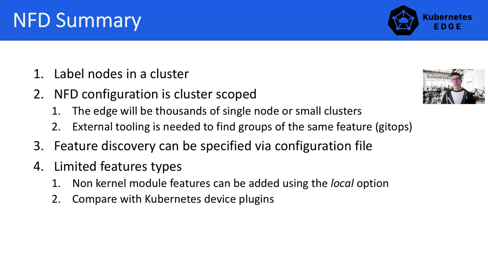At some point, it might make sense to use Kubernetes device plugins instead of the local feature type. That will depend on what's available. If there is an existing device plugin and it's not something that can be discovered with node feature discovery, it may make sense to use the device plugin instead. That has to be seen on a case-by-case basis.